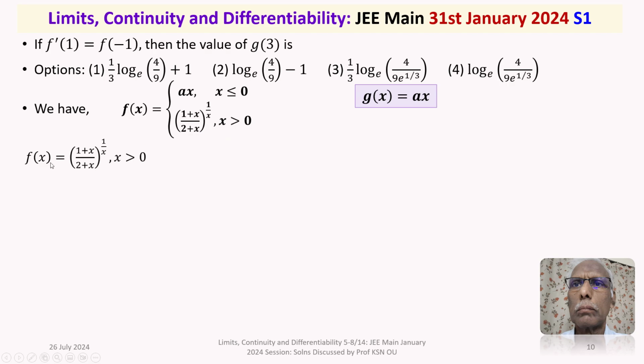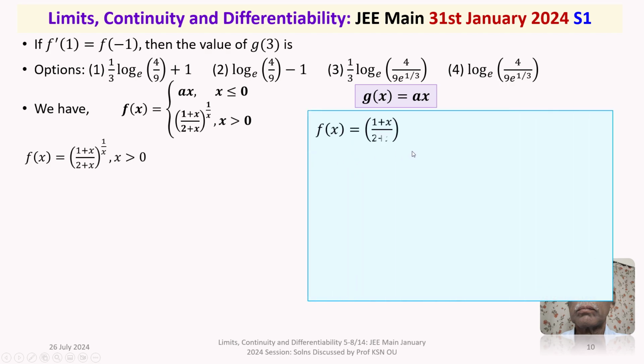So therefore we take f of x is equal to (1 plus x by 2 plus x) all to the power of 1 by x, x greater than 0. Why have we taken this only? Because we want its derivative at x equal to 1. Right. Now we differentiate f of x for x greater than 0. Remember, to differentiate this one, take the logarithm on both sides. We do logarithmic differentiation.